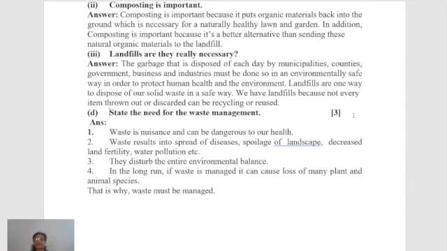Next is, they disturb the entire environmental balance. In the long run, if waste is not managed, it can cause loss of many plant and animal species. To keep our biosphere, to keep our environment, to keep our planet safe, and all the living beings safe on earth, we need to manage the waste.